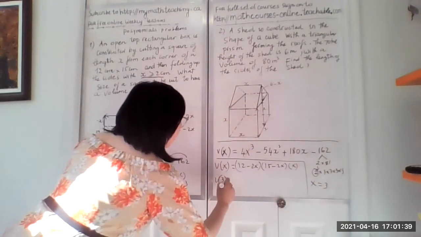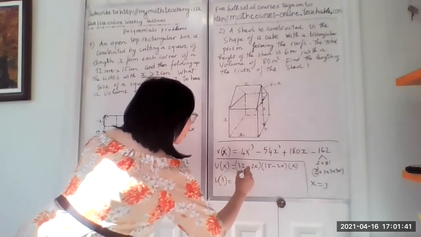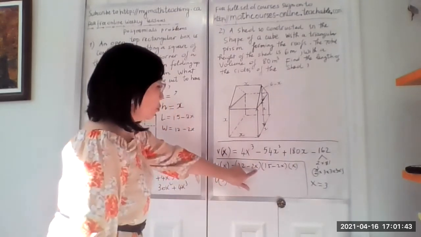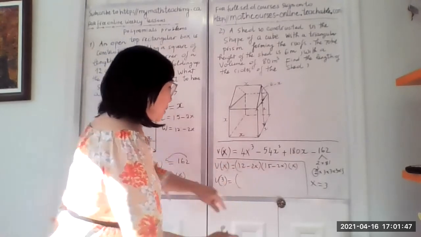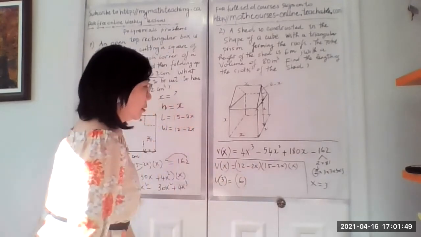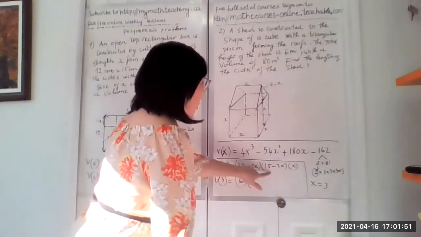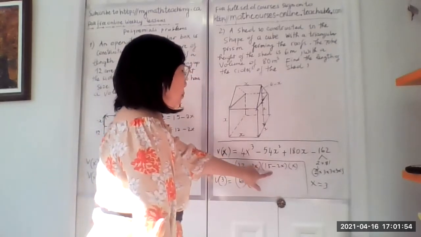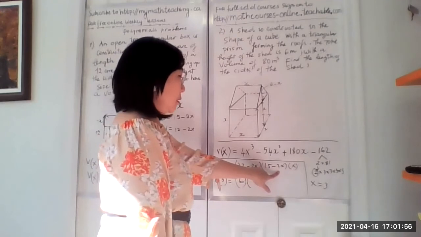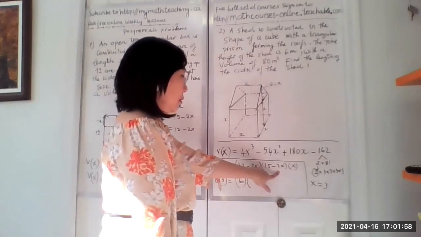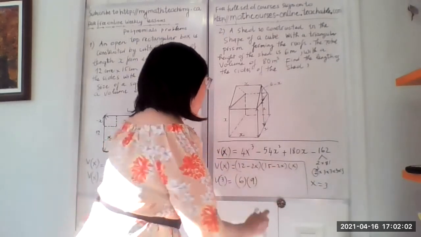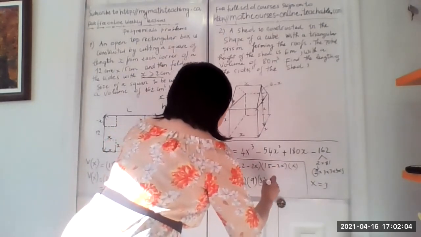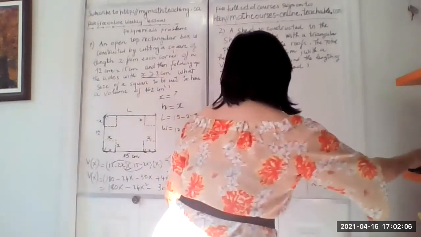So V3 will be equal to 12 minus 2 times 3, which is 6, right? So if x is 3, we have 12 minus 6, which becomes 6. Then 15 minus 6 is 9. 9 and 6 is 15, yeah. So 9, and x equals 3. So let's see how it works.